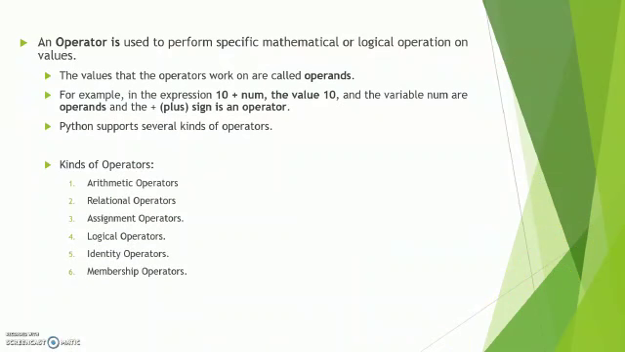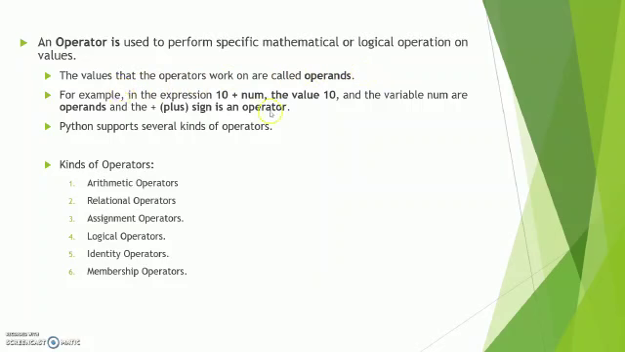An operator is used to perform a specific mathematical or logical operation on values. When we have different values, for example numbers, the kind of mathematical and logical calculations that we perform on these values are done using an operator. The values that the operators work on are called operands.